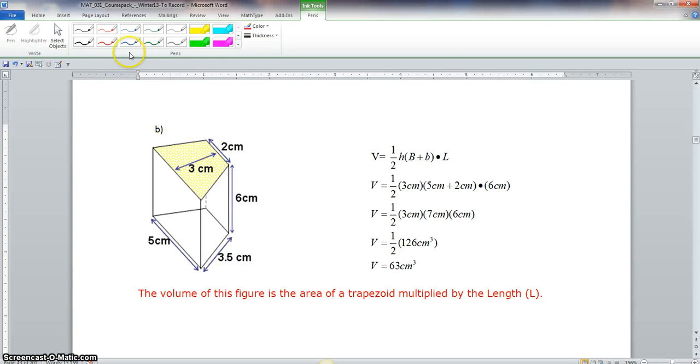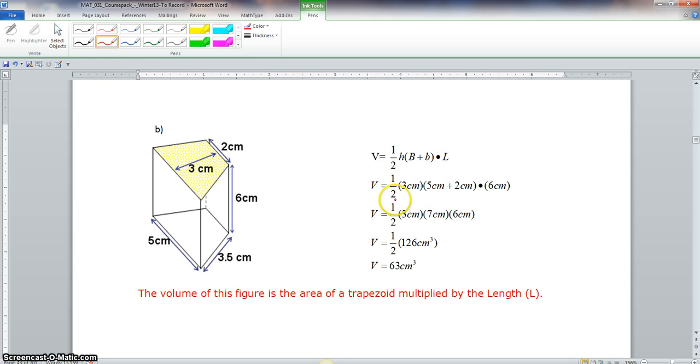Okay, class. We are starting again on section 2.6, and this is example 8b. We're dealing with this trapezoidal prism. It says the volume of this figure is the area of a trapezoid multiplied by the length. So, we would take the volume, this is the area of a trapezoid times the length.